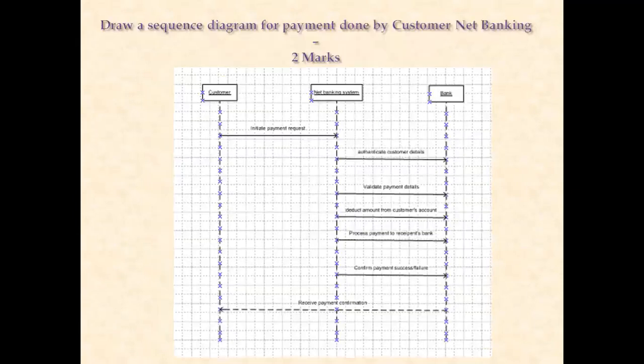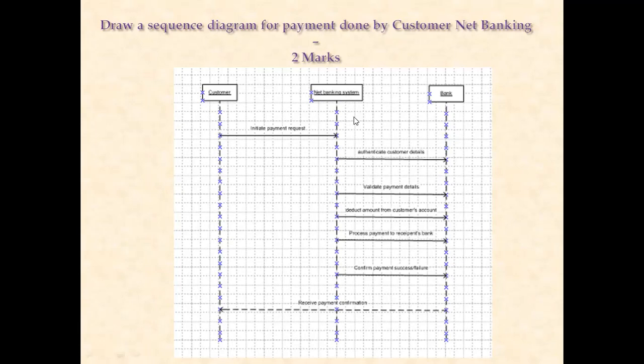Okay, now the next question is you need to draw a sequence diagram. So guys, again I have used MS Visio to create the sequence diagram. It's very simple. Here you have to make the payment by the customer through net banking. So I have customer object, net banking, and then I have the bank. So the customer will initiate the payment request. So this net banking server will authenticate the customer details, will validate the payment details, will deduct the amount from the bank, and it will process. All of this is connecting to the bank. All of this data is flowing to the bank.